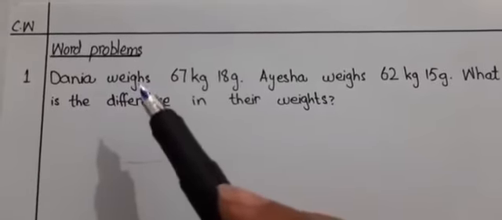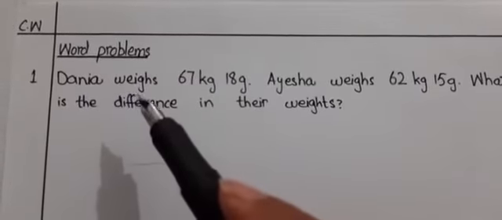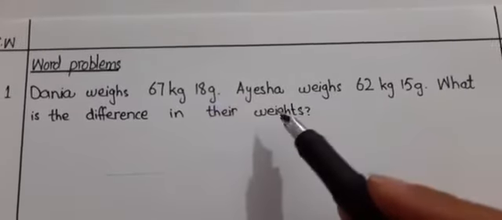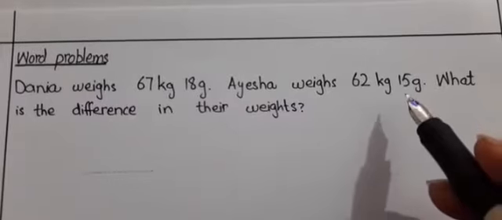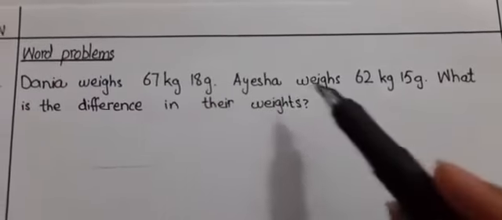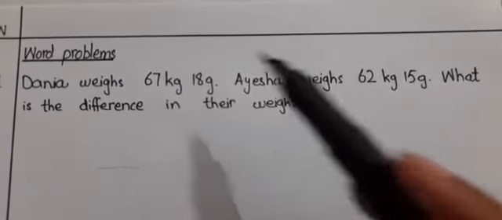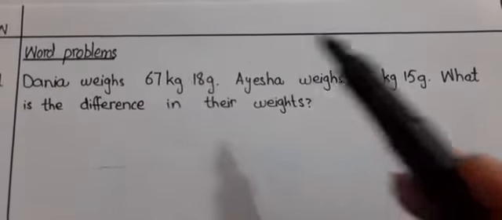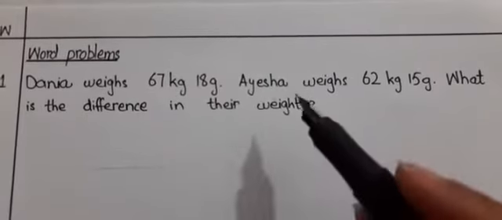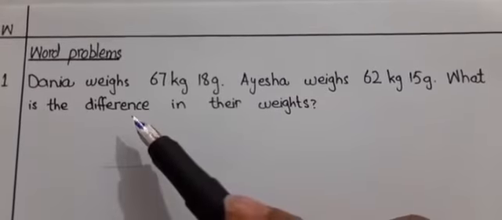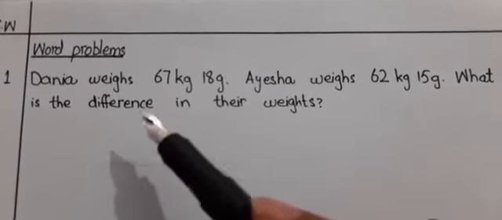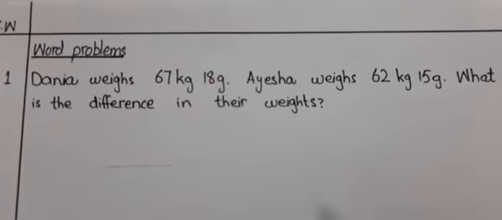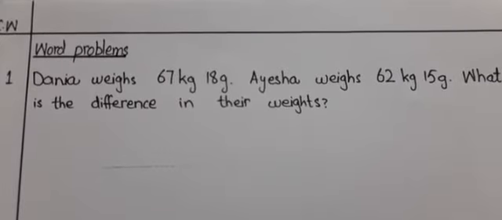And our first word problem on page number 120 is Dania weighs 67 kilograms 18 grams. Aisha weighs 62 kilograms 15 grams. Here you can see whose weight is more. It is 67, it is 62. So it is definitely Dania's weight. What is the difference in their weight? As you know, there is the word difference, and in the word problem, difference means we have to subtract. Okay, so let's start doing our solution.